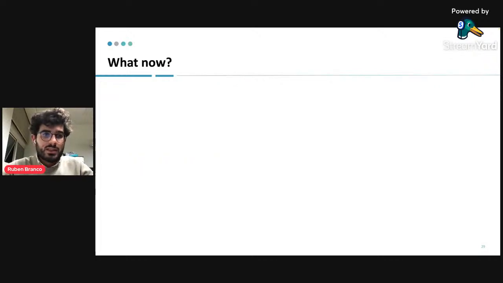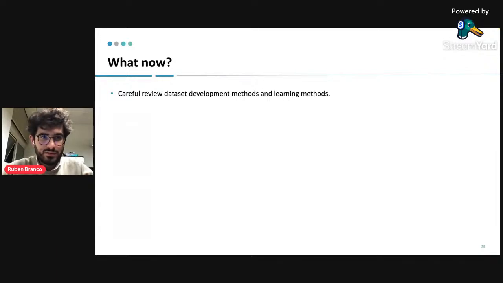So what now? What can we learn from this? I think personally that maybe a careful review of dataset development methods. We saw that Common Sense QA, the one with better data quality, was not affected by this. So data quality definitely has something to do with this.